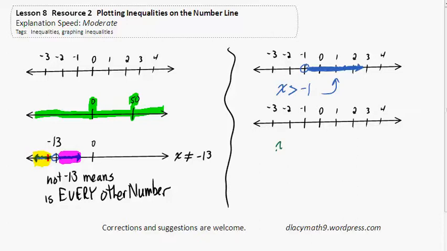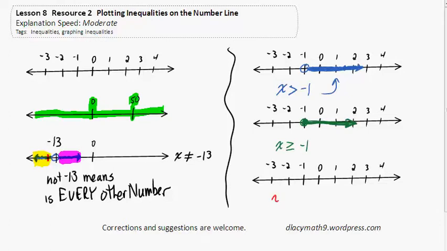Well, what about x is greater than or equal to negative 1? In that case, I go back to negative 1, draw a circle, but then fill it in. Because that shows us that negative 1, which is, after all, equal to itself, is part of the answer. And once again, I draw an arrow pointing towards positive infinity, heading to the right. And that's that.